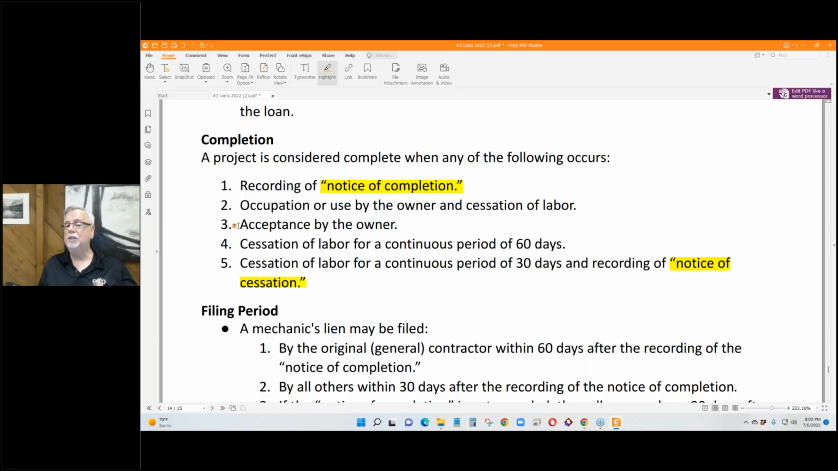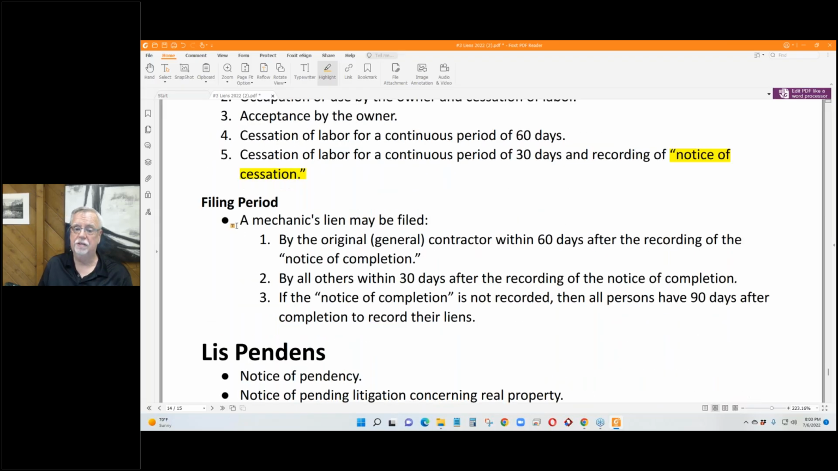So you could just say you're done and record a notice of completion. What's the advantage of that? If you record the notice of completion, then the general contractor has 60 days after recording to file a mechanics lien. All others have 30. If the notice of completion is not recorded, everybody has 90 days.